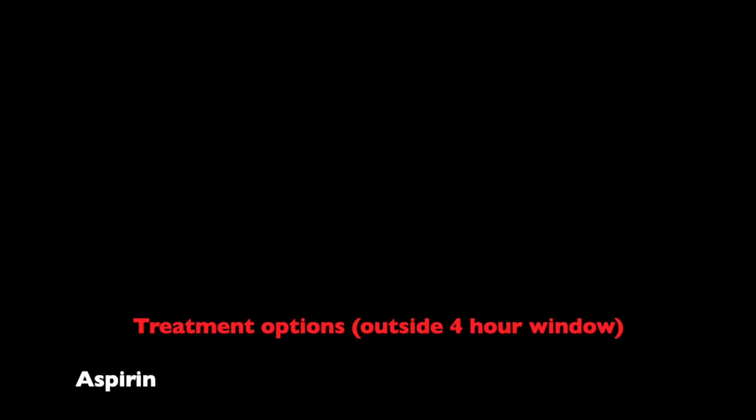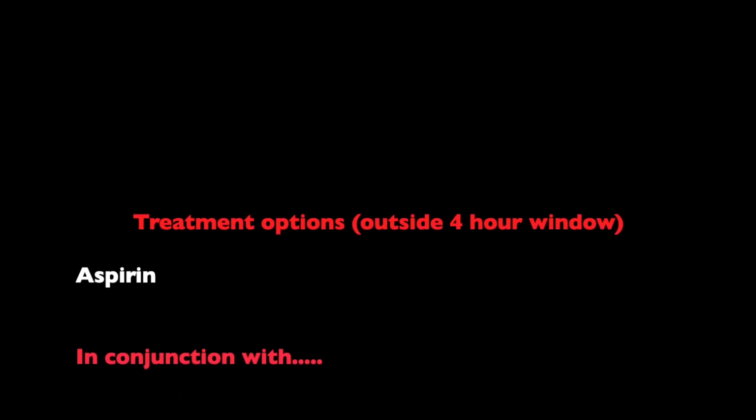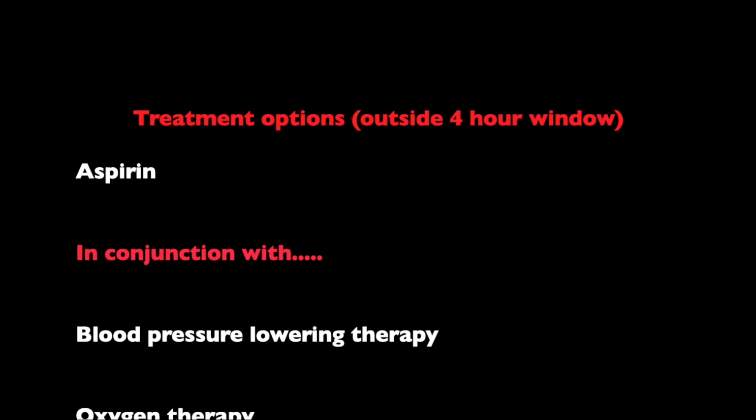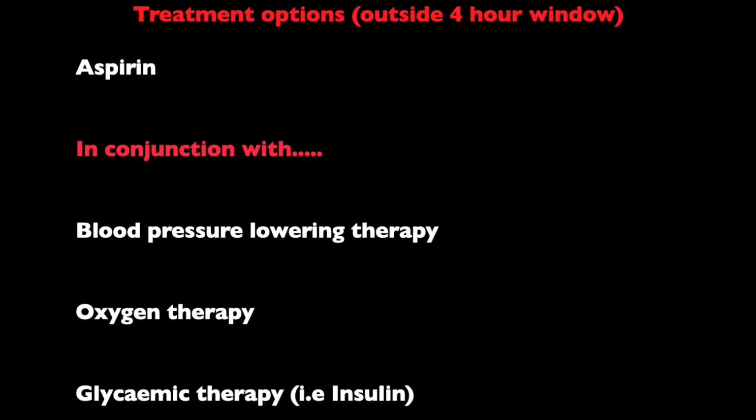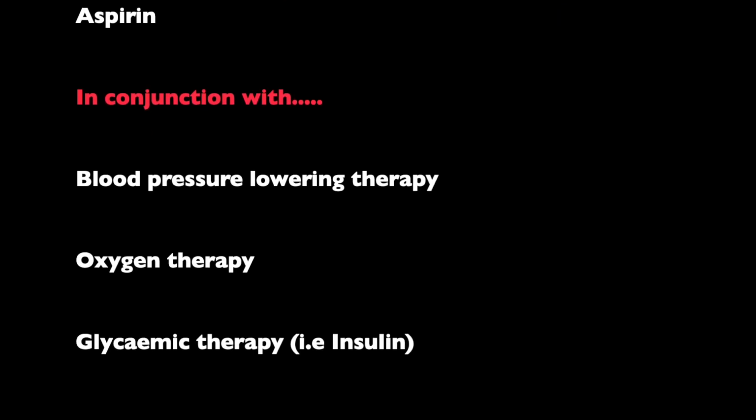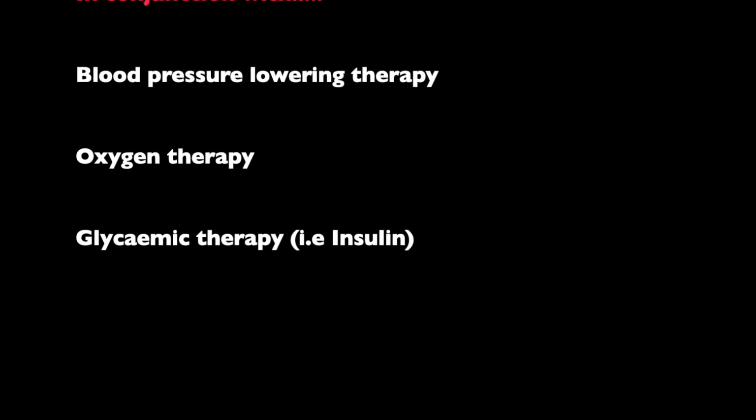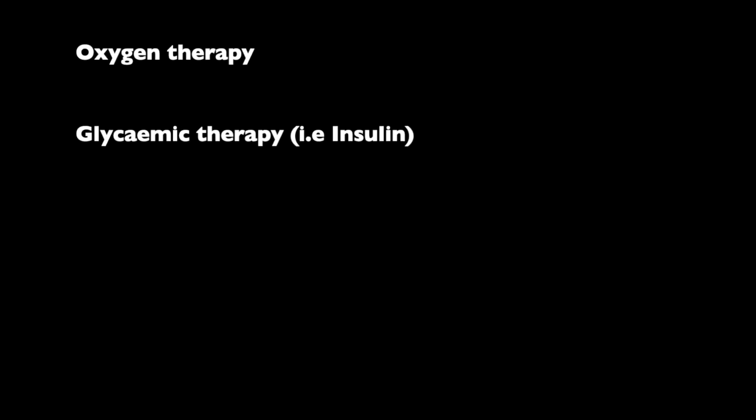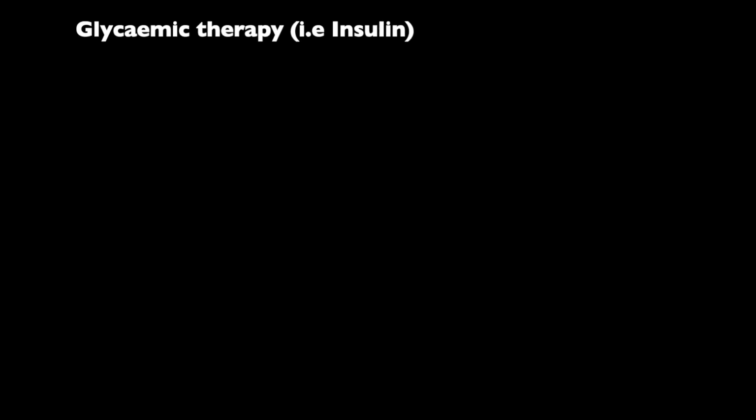There are other less effective treatment options for embolic or thrombotic stroke outside the optimal 4-hour treatment window. These options are not appropriate for hemorrhagic stroke because they are likely to cause further hemorrhage. These include aspirin orally or via a nasogastric tube or suppository for those with dysphagia. This should be given as soon as possible after the onset of stroke symptoms within a 48-hour period. Treatment for stroke is often done in conjunction with blood pressure lowering therapy, oxygen therapy for hypoxic patients, and glycemic control for diabetic patients.